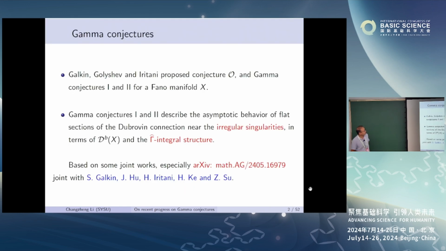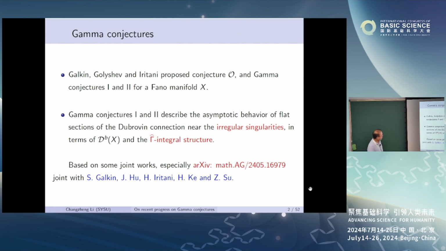So here is for the gamma conjectures proposed by Galkin, Golyshev and Iritani around 2016. Actually there's another conjecture called conjecture O involved. In my talk, I will mainly talk about conjecture O and gamma conjecture 1. If time is enough, I will also briefly discuss gamma conjecture 2.